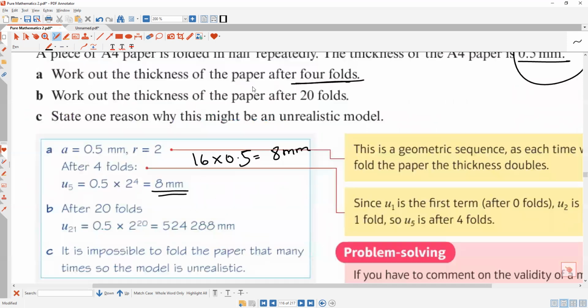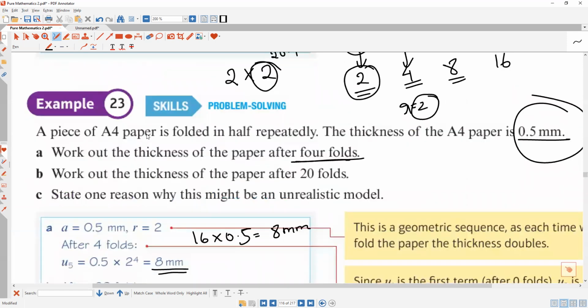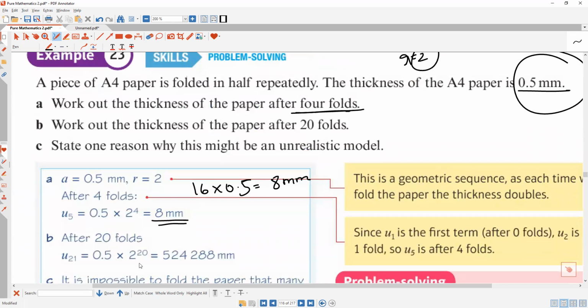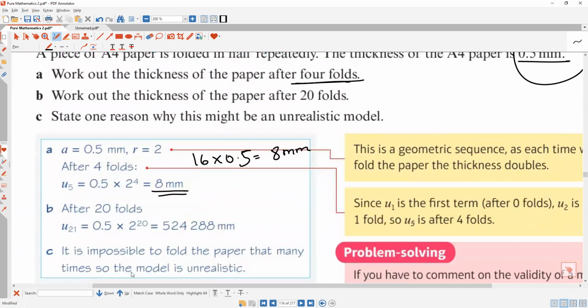Yeah, understood. Okay. Then state one reason why this might be an unrealistic model. Fold the paper that many times, so the model is unrealistic. You cannot fold the paper 20 times. I don't think so. Maybe you can, but 5 times, if it was a love letter in school, you would have folded it and just thrown it in the dustbin. 20, you would have done it 100 times.